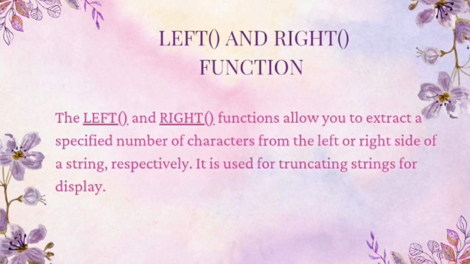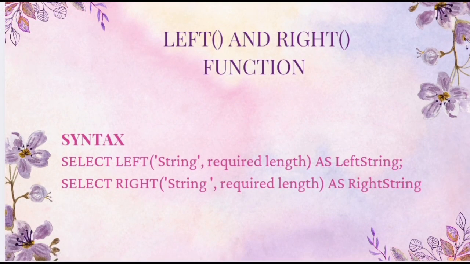LEFT and RIGHT functions. The LEFT and RIGHT functions allow you to extract a specified number of characters from the left or right side of a string, respectively. It is used for truncating strings for display. Syntax: SELECT LEFT('string', required length) AS LeftString. For RIGHT, SELECT RIGHT('string', required length) AS RightString.